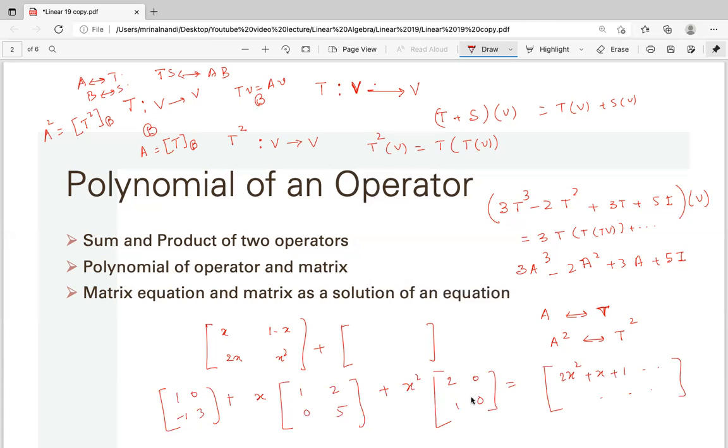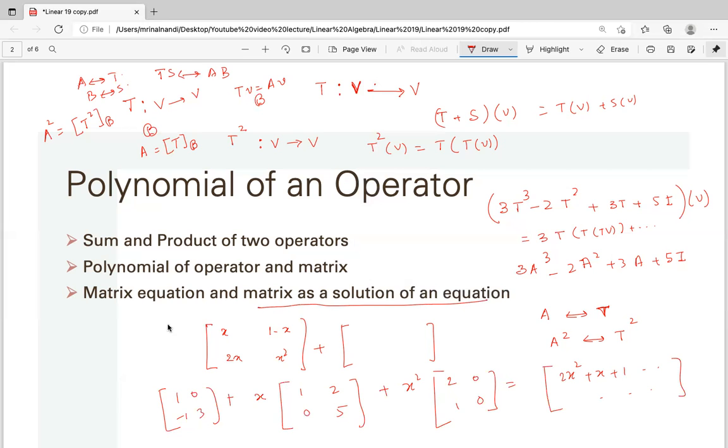So you can think of this in two different ways. One is an equation like a polynomial, but the polynomial coefficients are from matrices, and the other is a matrix whose entries are polynomials. Two different things.